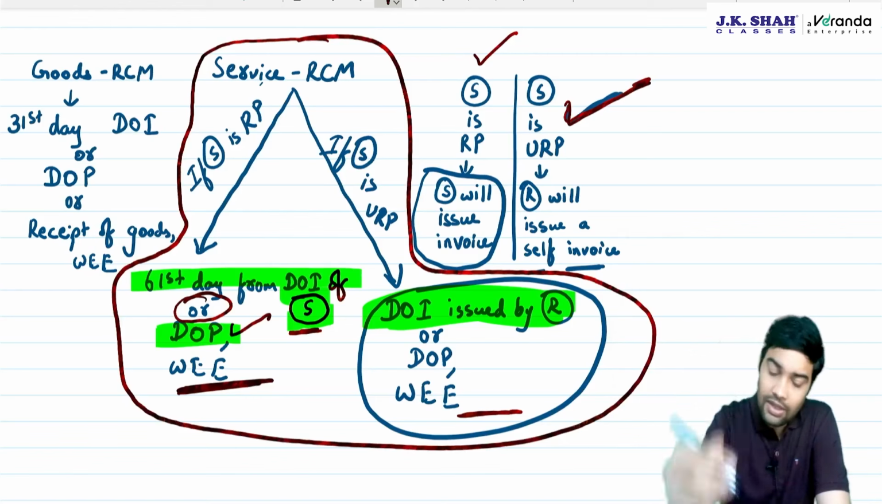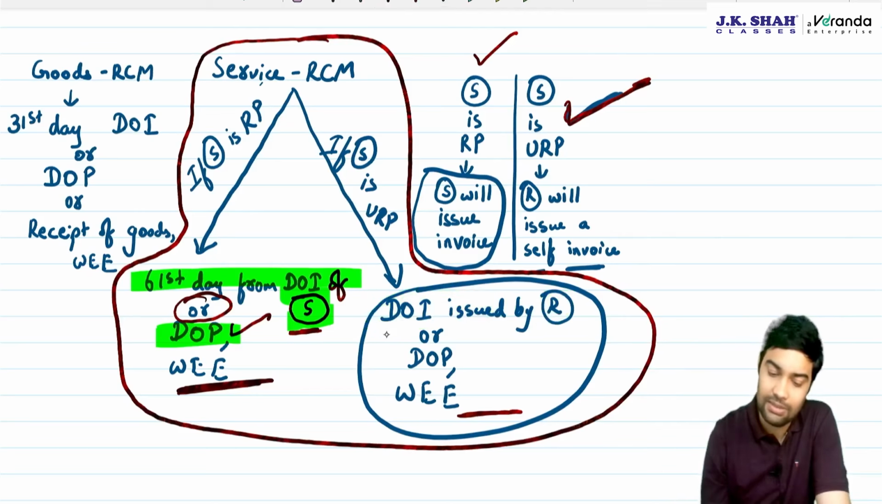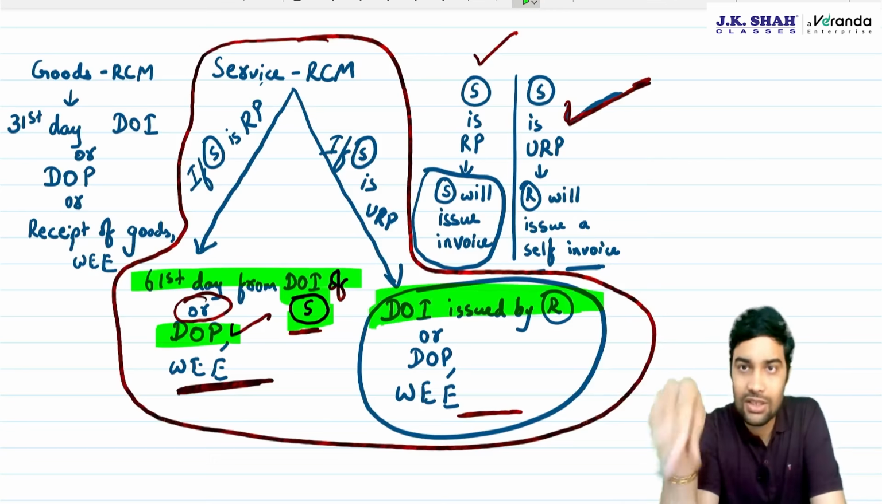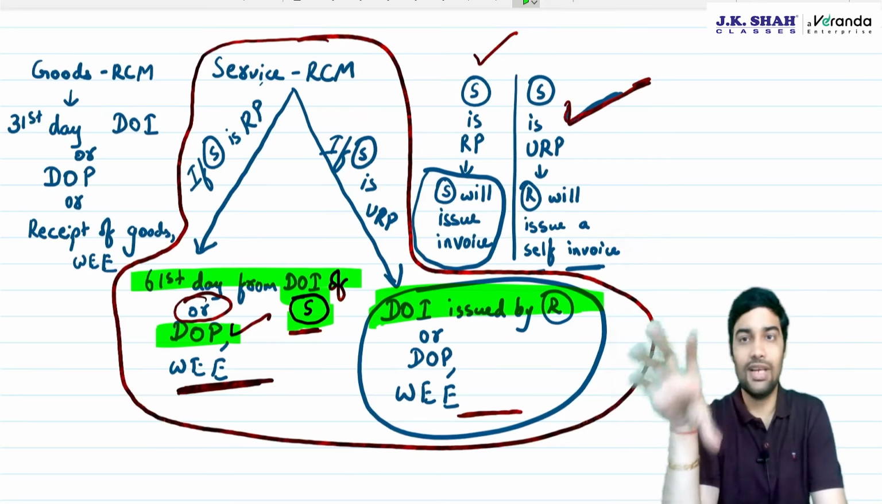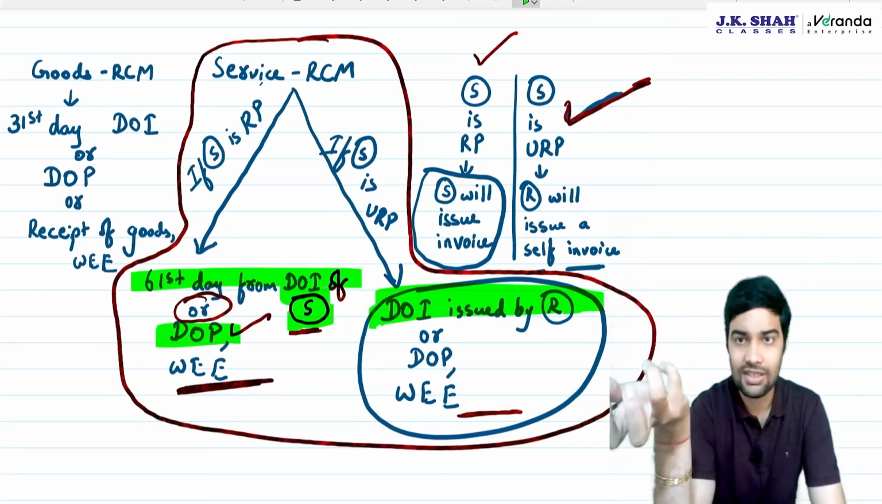But be very careful. Here, the law does not say due date to issue invoice by recipient. Law says date of issue of invoice by recipient, which can be any, because it is the date of issue of invoice. Sir, what if he does not issue within 30 days? If he does not issue within 30 days, then some penalties will apply. General penalties, etc. are there. That is not in your syllabus.